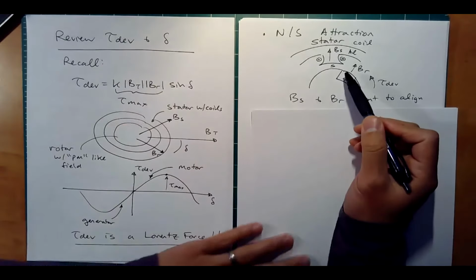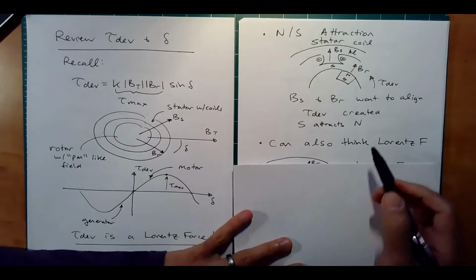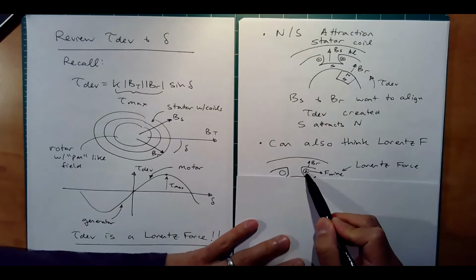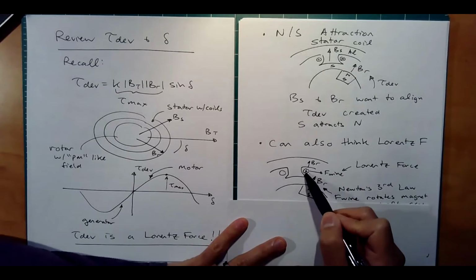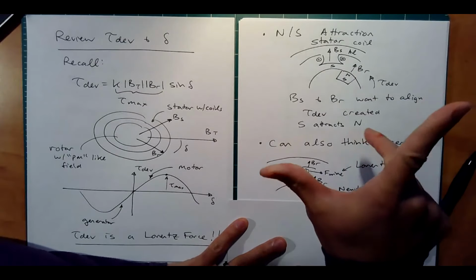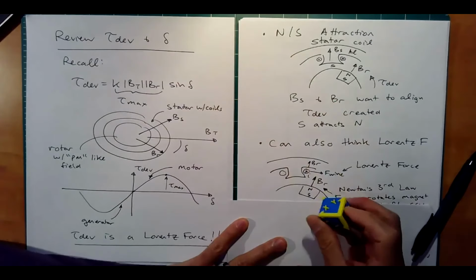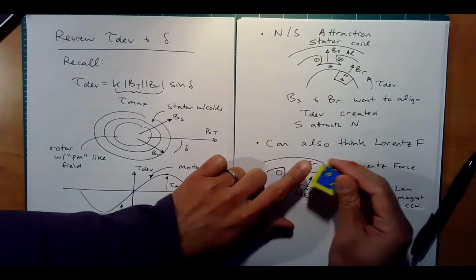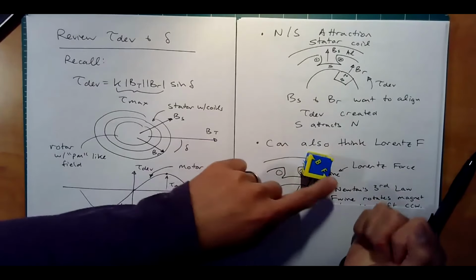So let's attack it from a Lorentz force perspective, right? We have a coil, and let's just look at this right side coil here, and at this magnetic field. So we've got a B_R, we've got a current, and we have a force on this wire. We can use our right-hand rule or our cube. We've got our little cube here. We can see current goes into the board, we have B going up, the external flux density, and the force on the wire is going to the right.